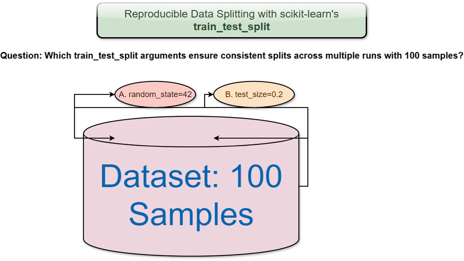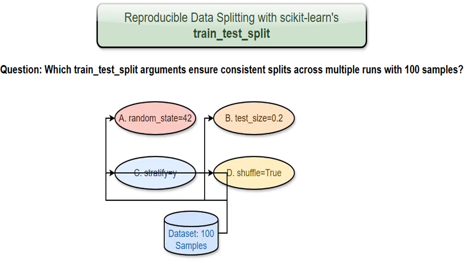This is the total number of data points I'll split into training and testing sets. I'm learning how to reliably split data using scikit-learn's train_test_split function. Reliable splitting means getting the same split every time I run my code. That's crucial for getting consistent results and comparing different models fairly.